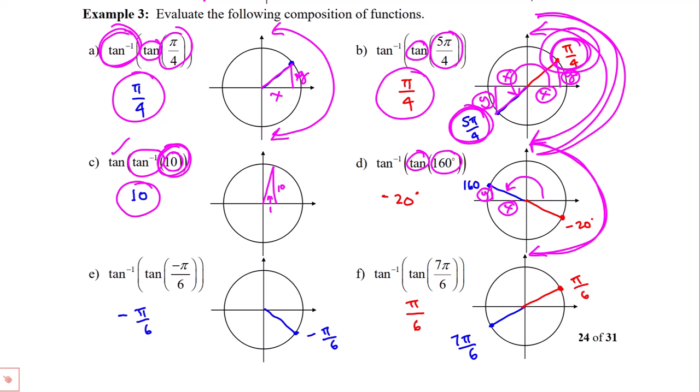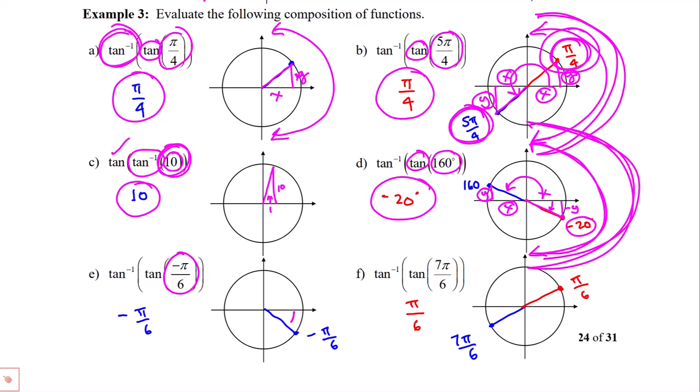Where else is tangent negative? Well, if I go back here at negative 20, it has a negative y and a positive x, so it's still a negative value, but the angle that I want is between these two boundaries, and so negative 20 is what I want. Don't forget the negative. I am rotating down into the fourth quadrant.